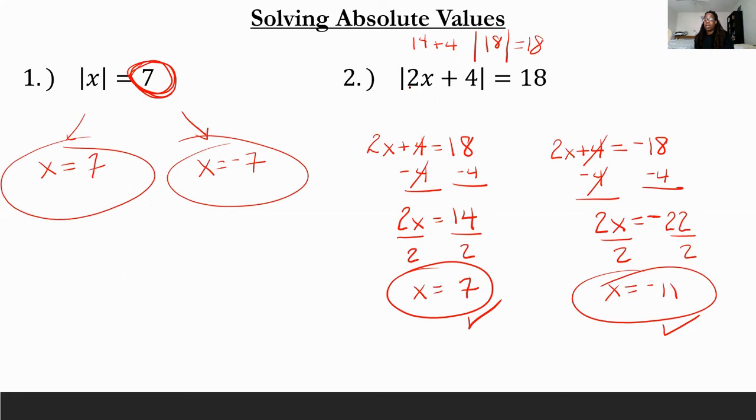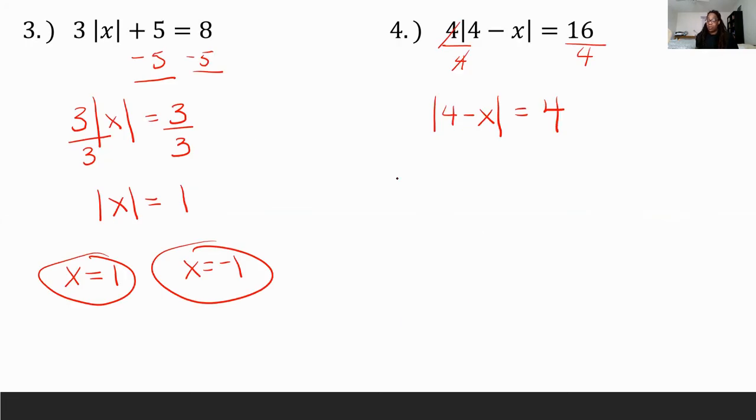Okay? We're going to write what we see, and then we're going to give our solution a positive answer and a negative answer. So that means I'm going to write what I see, which is 4 minus x is equal to 4. And the other one is going to be 4 minus x. Remember, in between the absolute values, we don't change anything. But this time it's going to equal negative 4. So in order for me to solve this first equation, I'm going to subtract 4 on both sides.